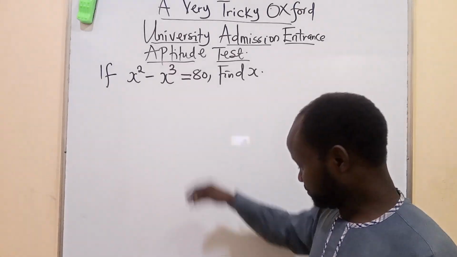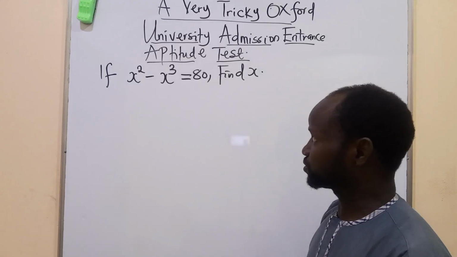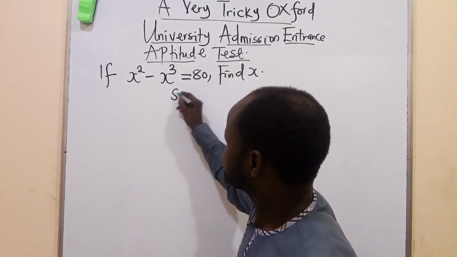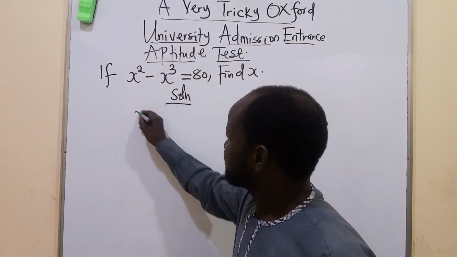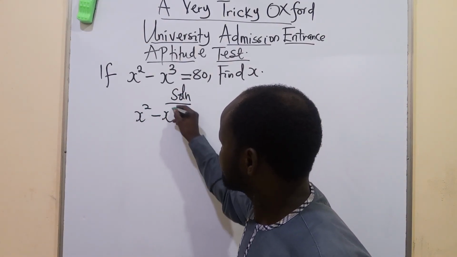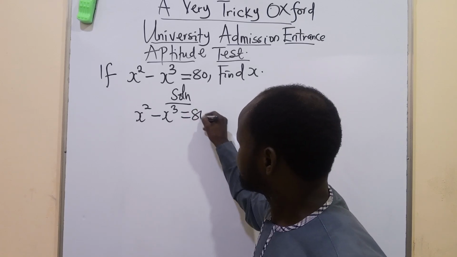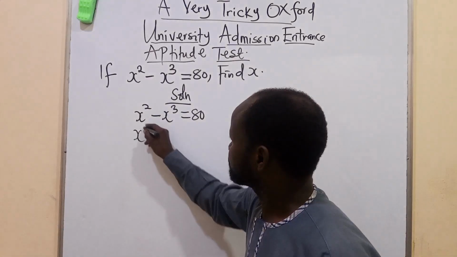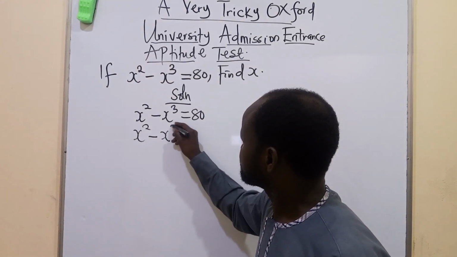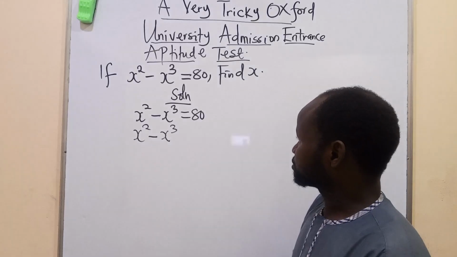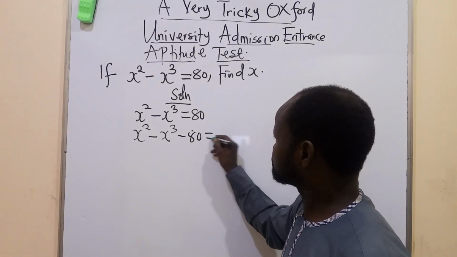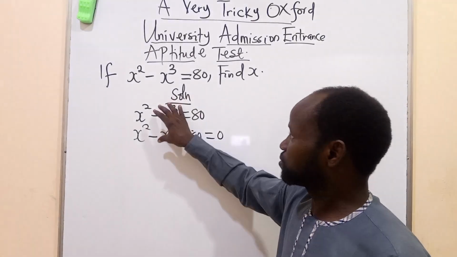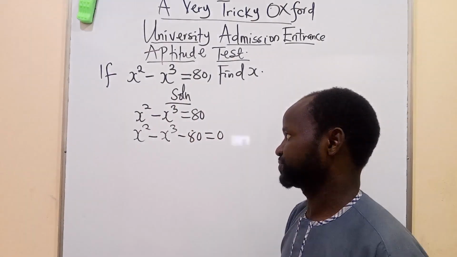First of all, you have to look at the nature of the question. We have x squared minus x cubed equals 80. Let's write down the solution. We have x squared minus x cubed is equal to 80. I can write this as x squared minus x cubed minus 80 will be equal to 0. Okay, because this is plus 80, if you cross the equal sign, it will be minus.